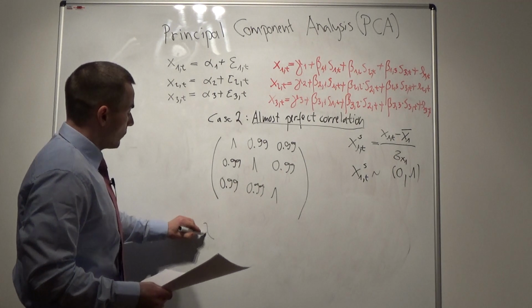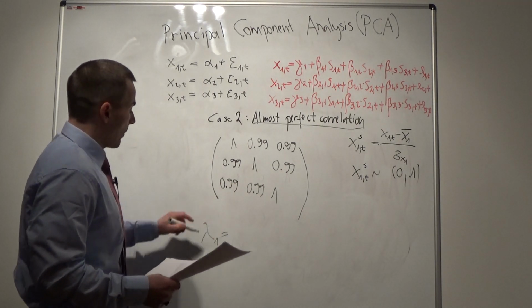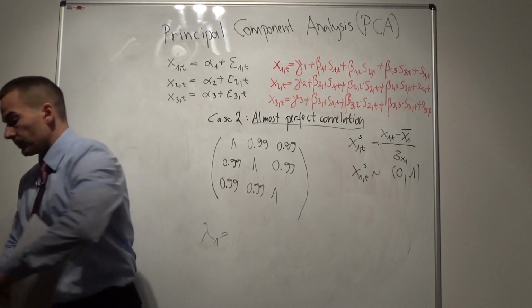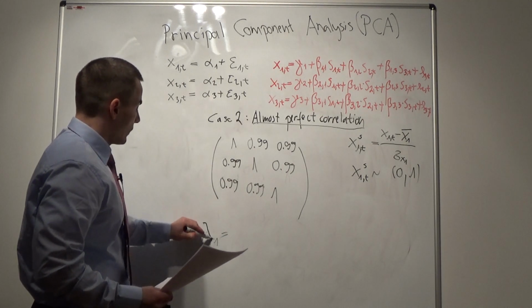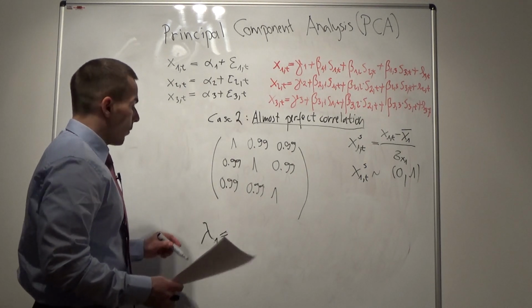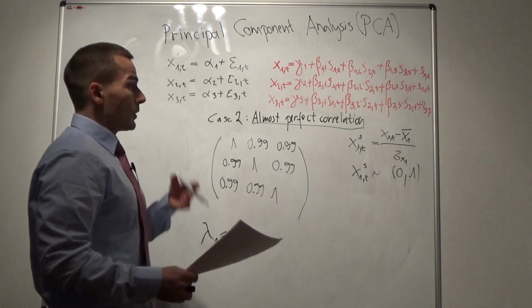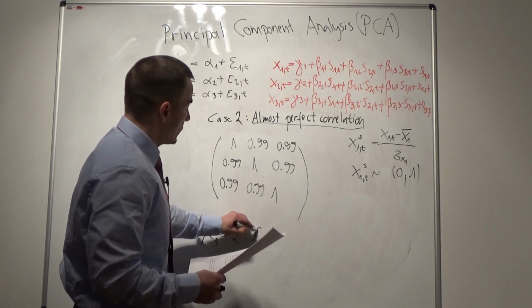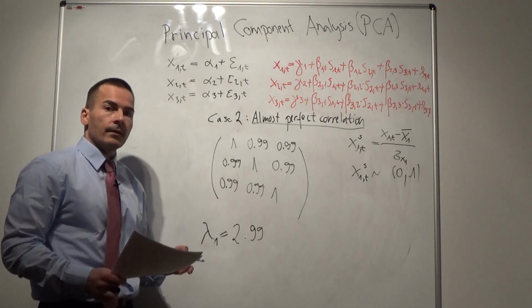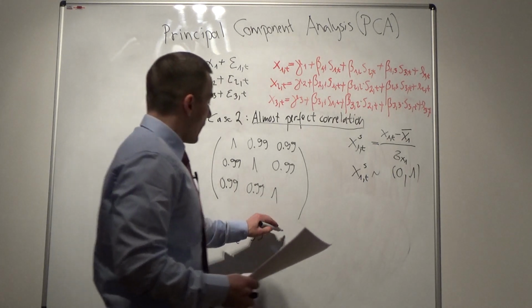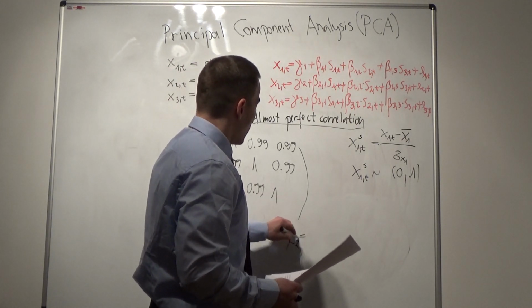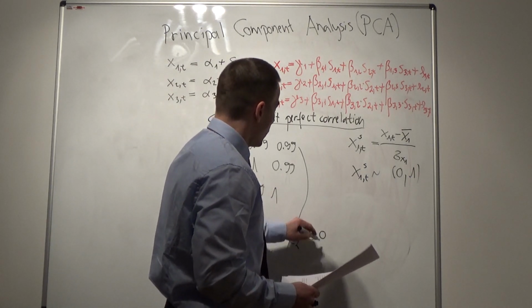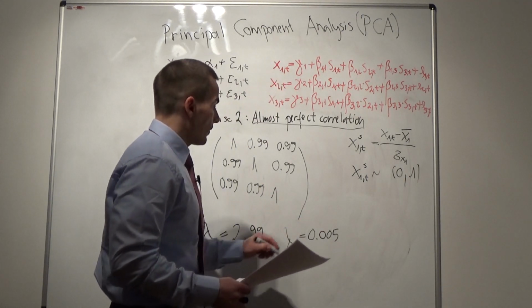So the first eigenvalue, lambda 1, which is the largest eigenvalue, the dominant eigenvalue, would be close to 2.99. Yeah, it's almost 3. The second one, lambda 2, would be close to 0. It would be something like 0.005 or something. And the same is for the third one.